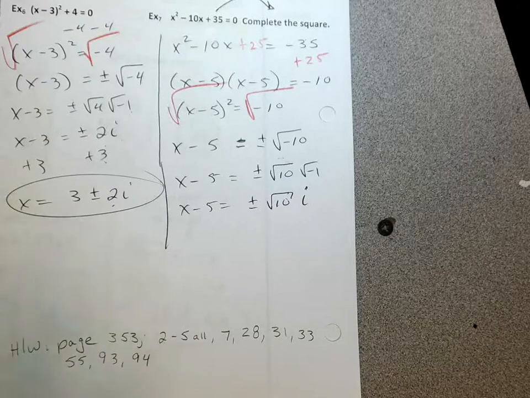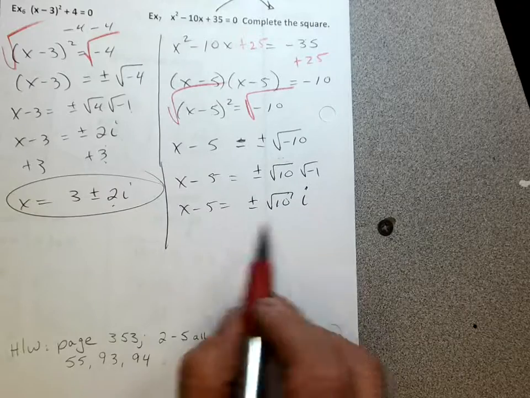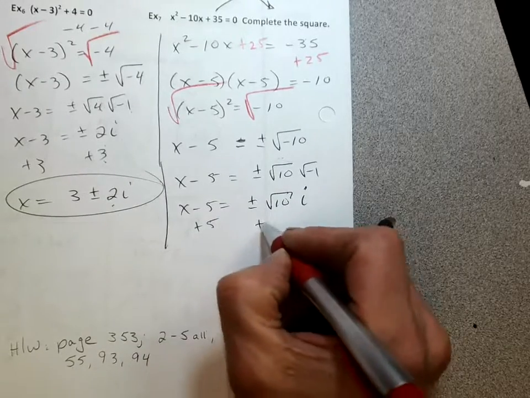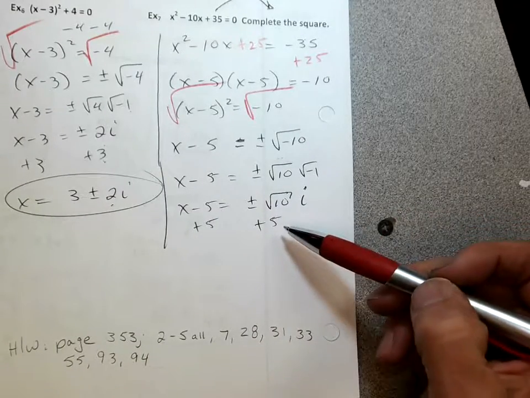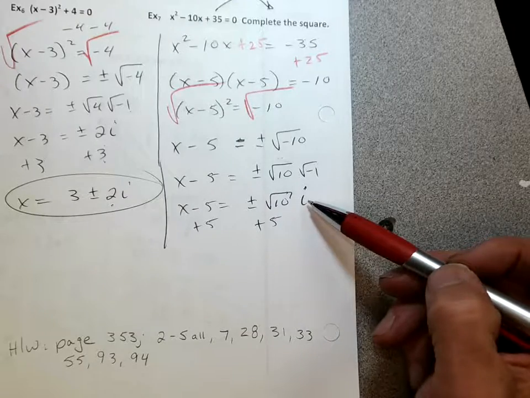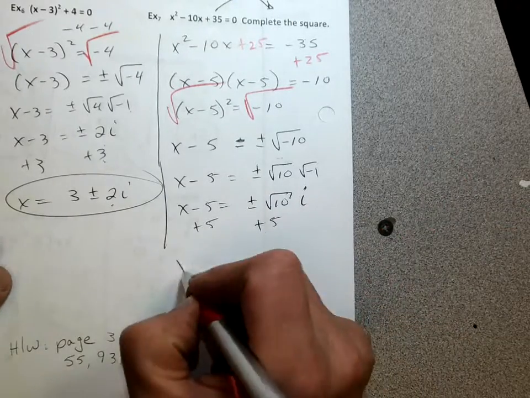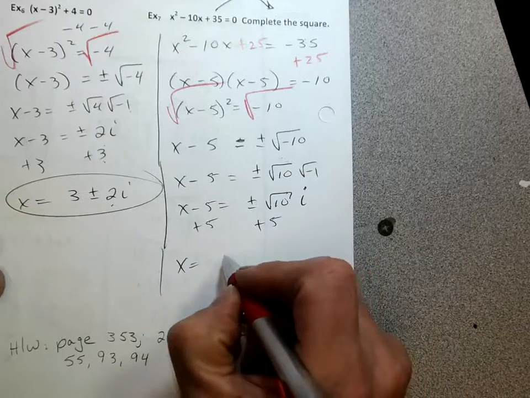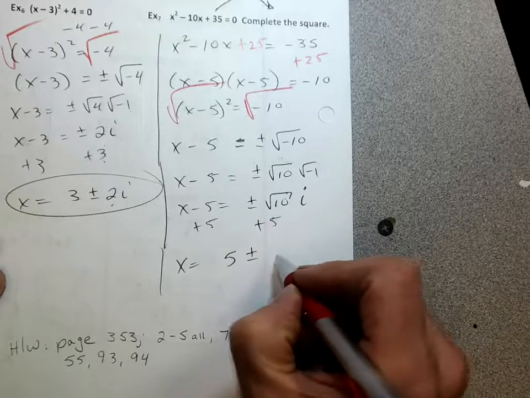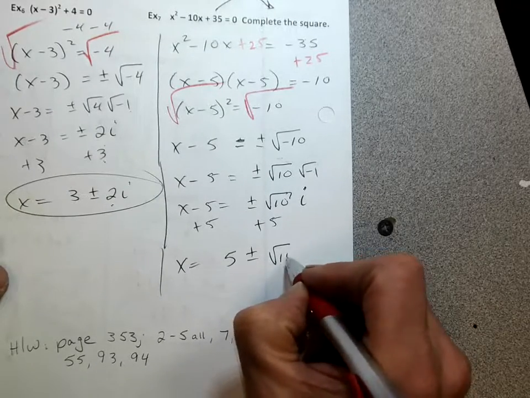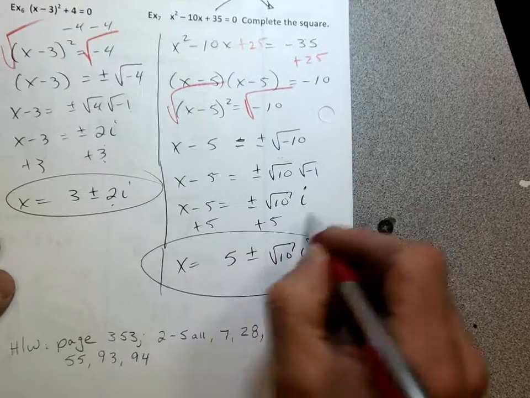And then let's just add the 5. Now when you add the 5, you really can't add them because this is a real number, 5, and this is an imaginary, so we just keep them separate. We're going to say the answer then is x equals 5 plus or minus the square root of 10 i.